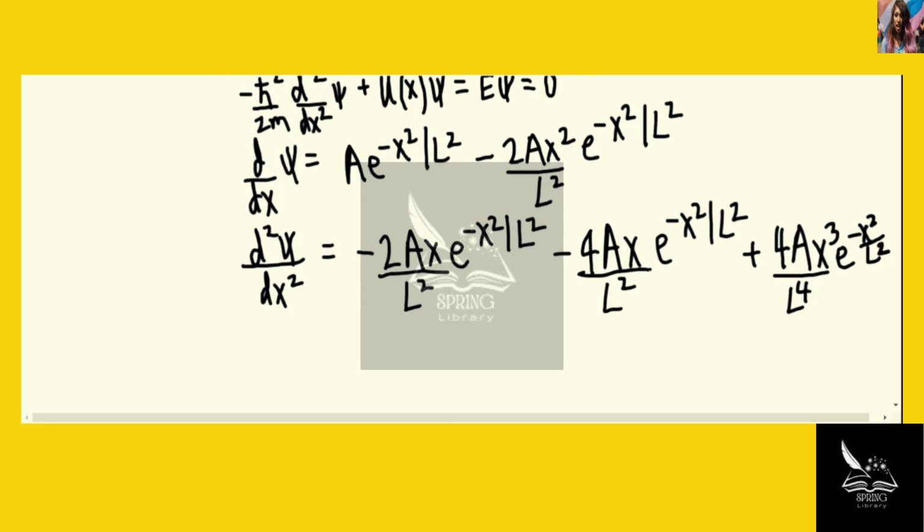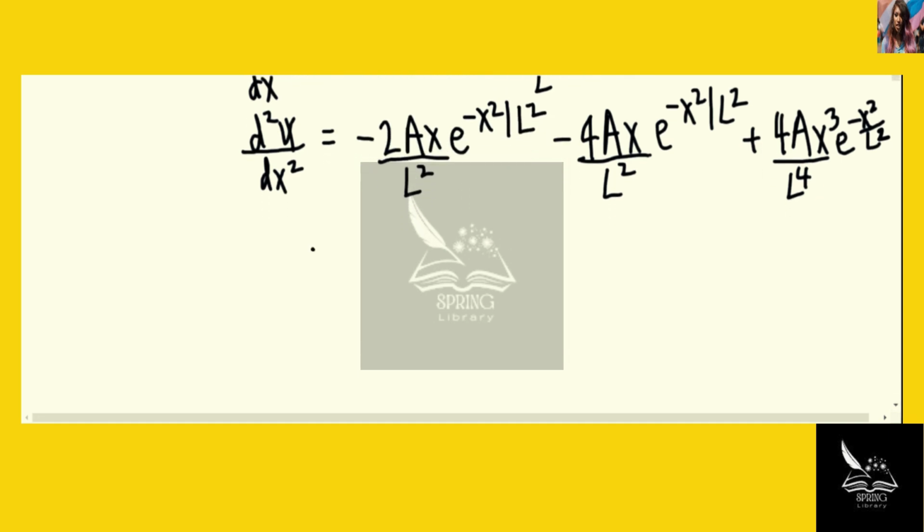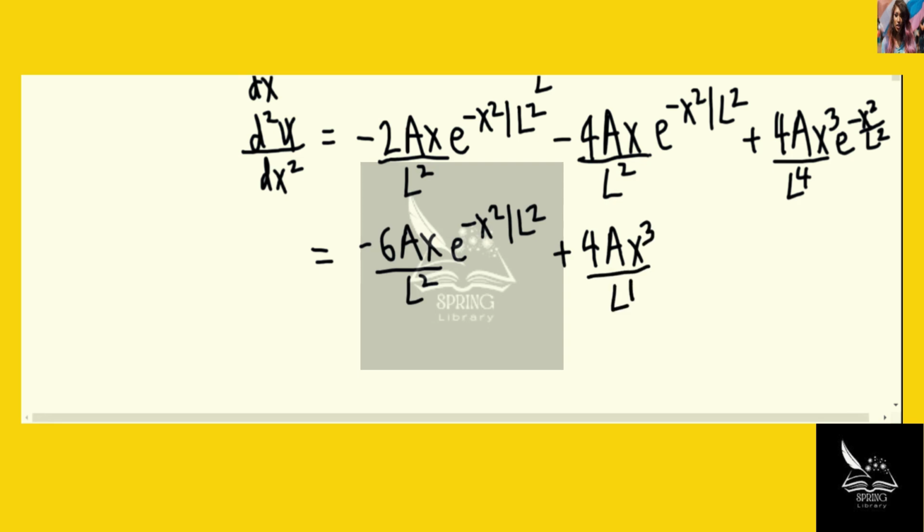So we can actually combine the first two terms, and this gives us minus 6ax over L squared times the exponential e to the minus x squared over L squared. And the last term is still just 4ax cubed over L to the fourth, that's a 4, and then we have e to the minus x squared over L squared.